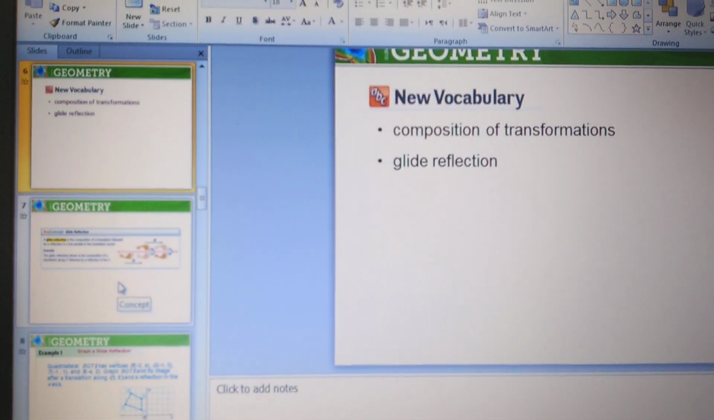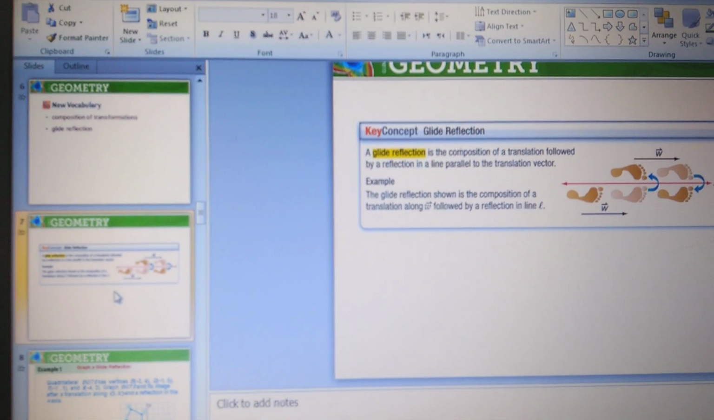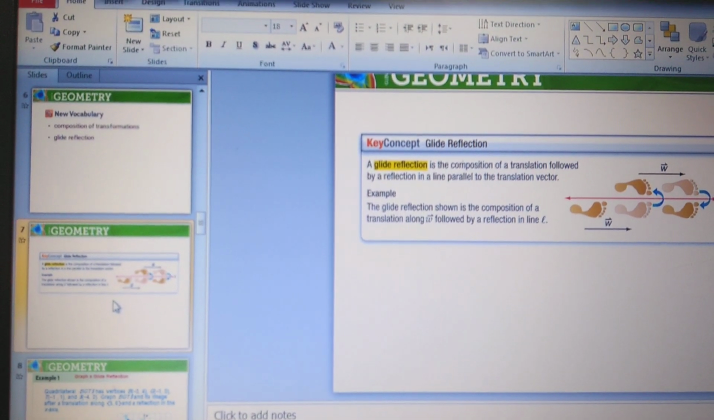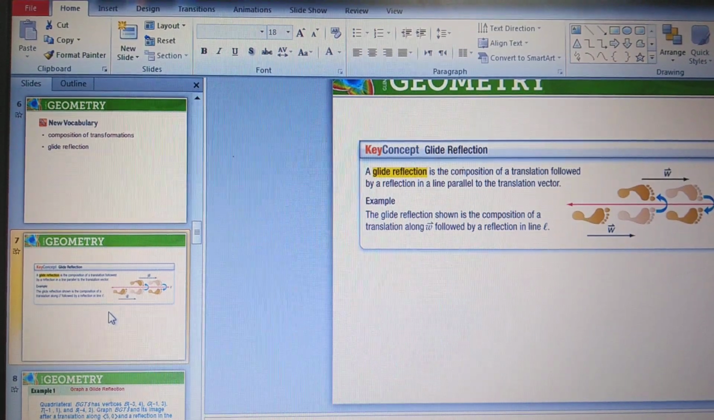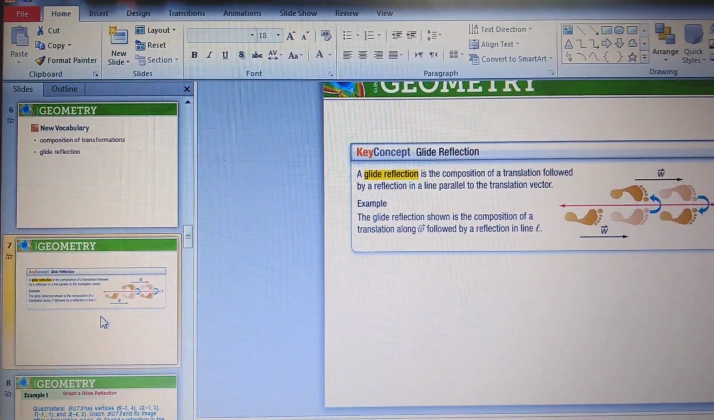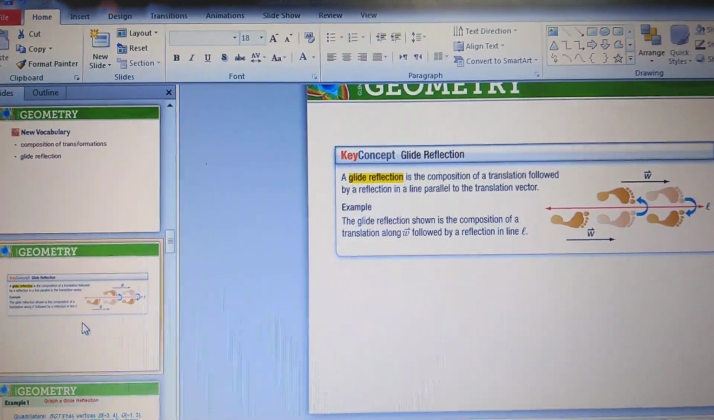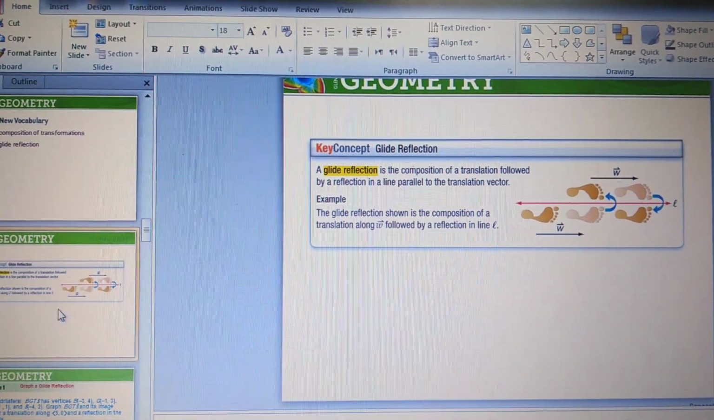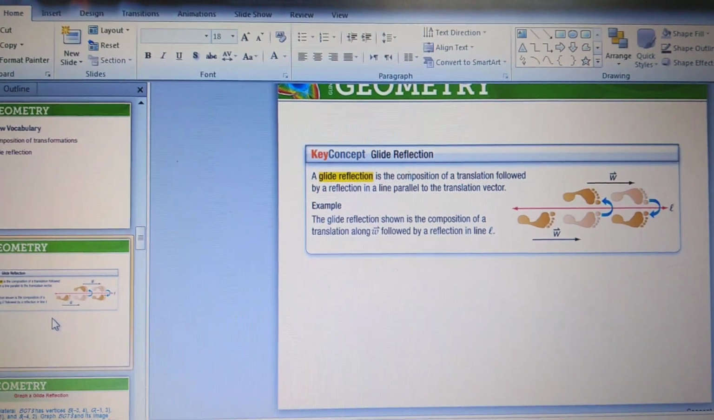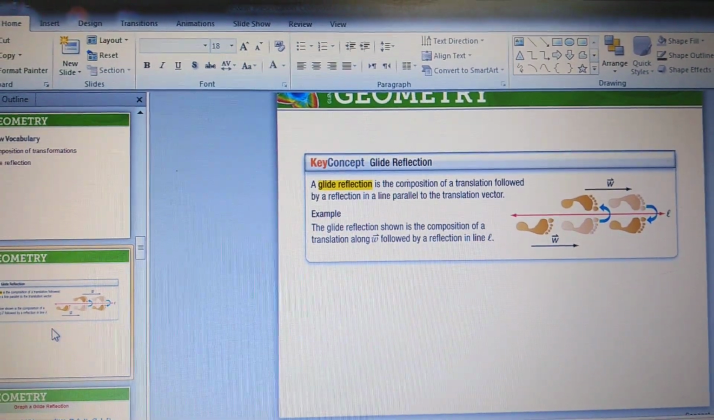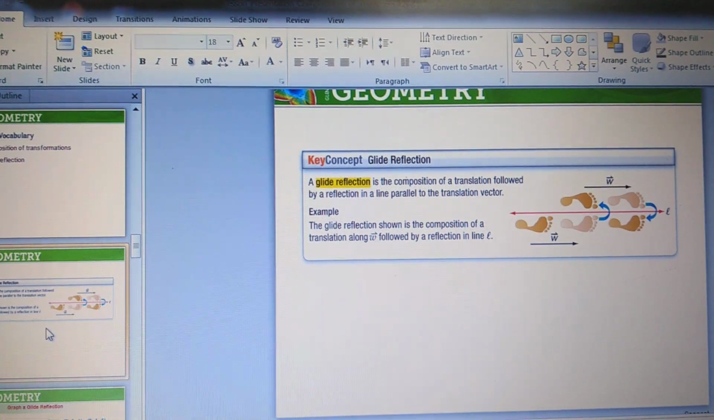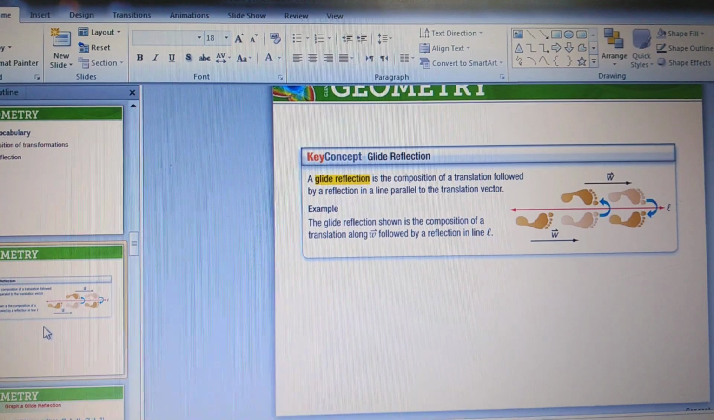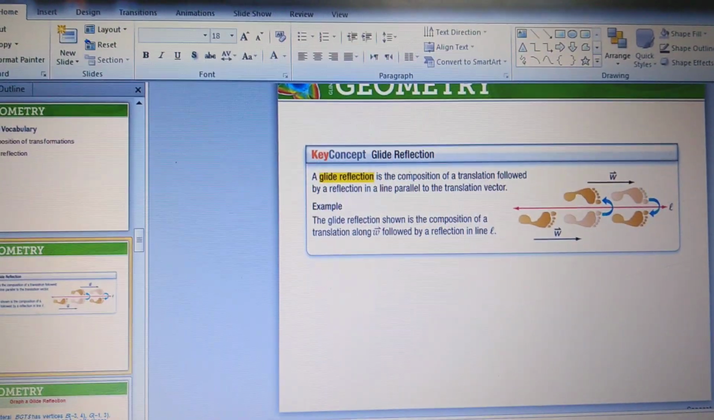The first point in this lesson is glide reflection. The meaning of a glide reflection is the composition of a translation followed by reflection in a line parallel to the translation vector. This means first you must make translation, then you make reflection to the same figure. You have a figure, you translate it according to a vector I give you. Then after you make translation, you must make reflection. Like the example here.